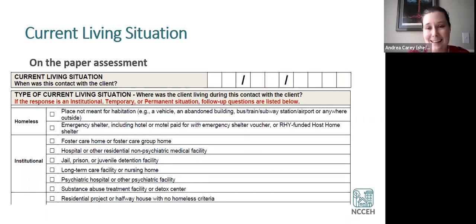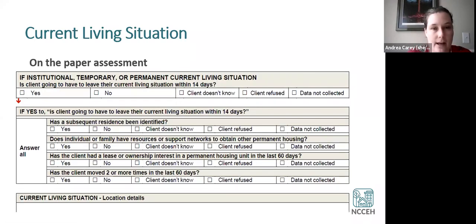This is almost exactly the same as our prior living situation or exit destination list. Very few differences. So you'll be very familiar with this. And you just tick off the appropriate response for where that client is staying. So we have that. Now, of course, there's some follow-up questions. So if a client is in an institutional, temporary, or permanent living situation, we have some follow-up questions.